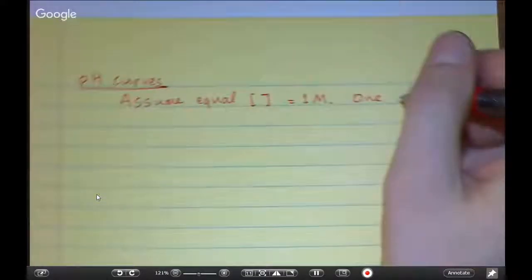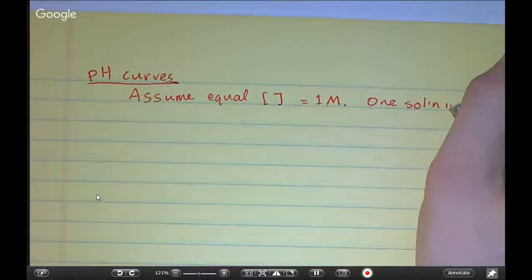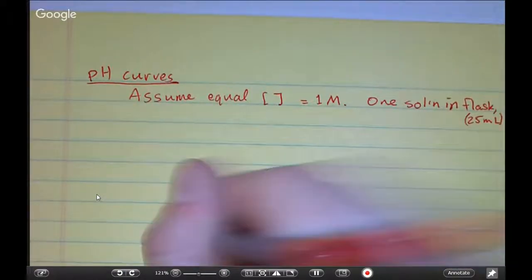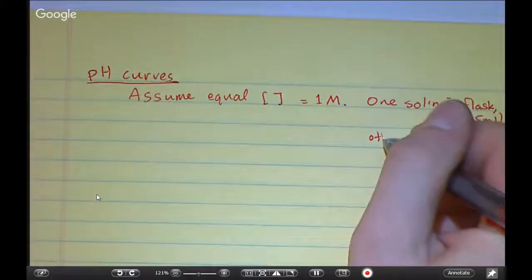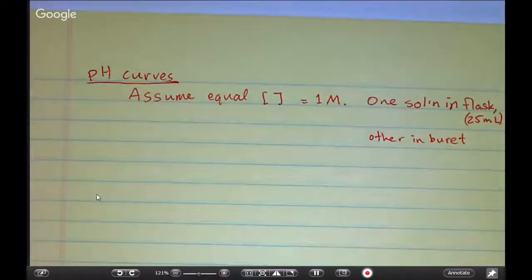So for the potentiometric titration, one solution is going to be in the flask, and that's going to be about 25 milliliters, we're assuming. And then the other is going to be in the burette. Again, if they're both 1 molar, we're going to assume it takes 25 milliliters for both substances to get enough data. But the graphs are going to look different based on if our acid and base are strong or weak.